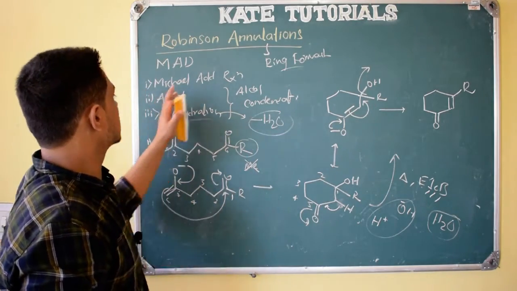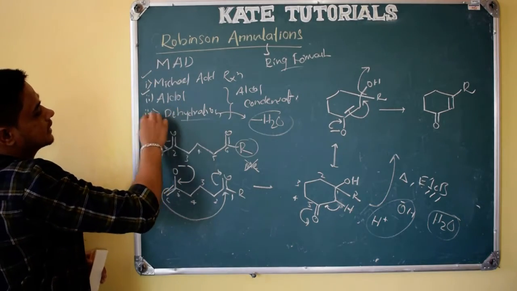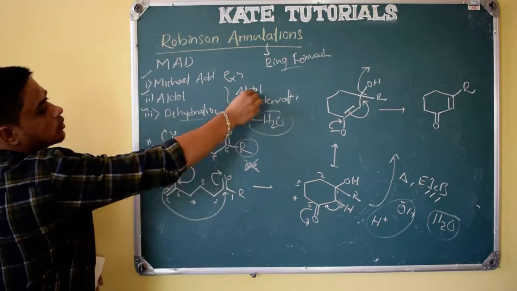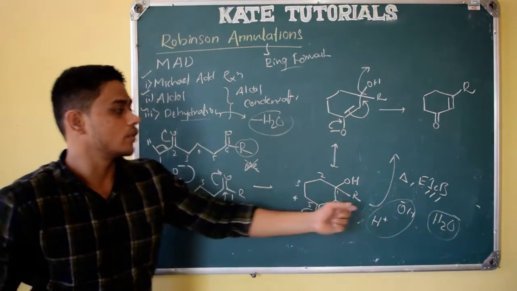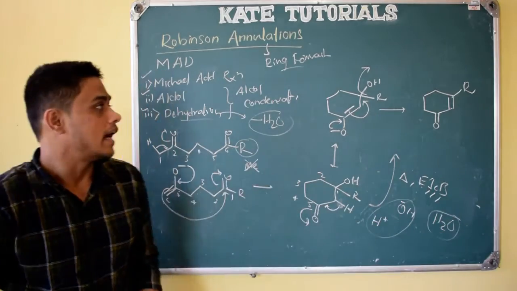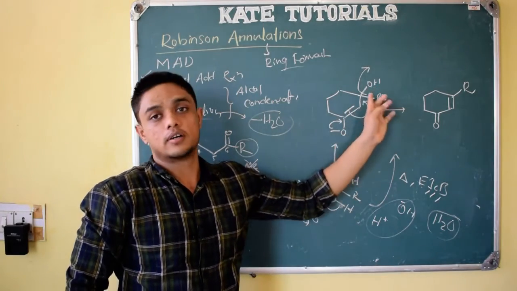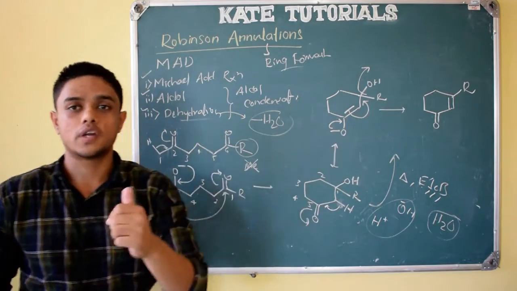So the first one is Michael addition, then aldol reaction, and dehydration is nothing but condensation. We combine these two as aldol condensation, and during condensation it will go through an E1CB reaction. You may ask, OH is a bad leaving group, but here it is made to leave as OH minus. How?